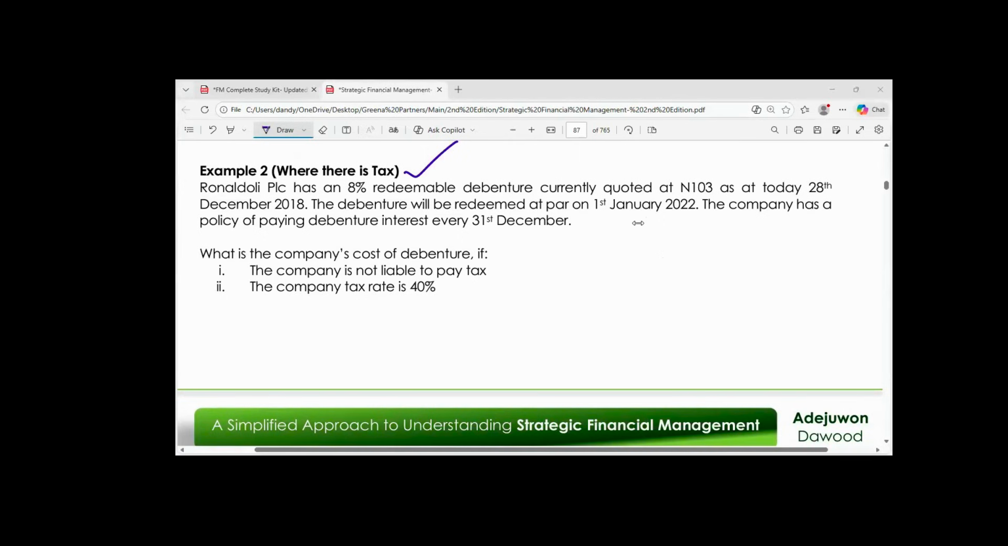Ronaldi PLC has an 8% redeemable debenture currently quoted at 103 naira as at today, 28 December 2018. The debenture will be redeemed at par on 1st January 2022. The company has a policy of paying debenture interest every 31st December. What is the company's cost of debenture? 1, if the company is not liable to pay tax. 2, if the company tax rate is 40%.